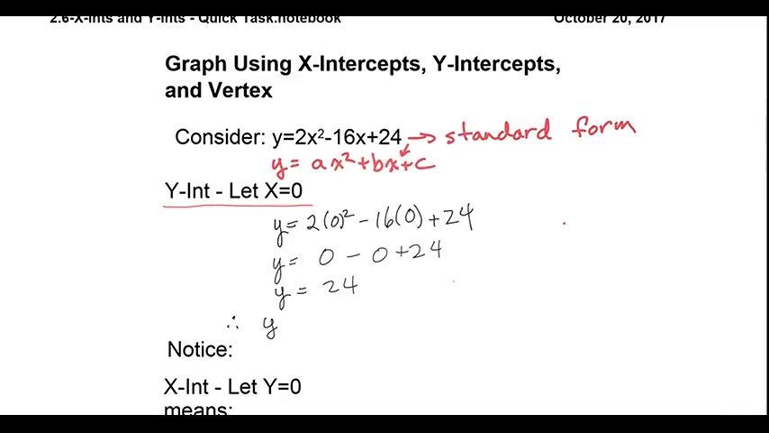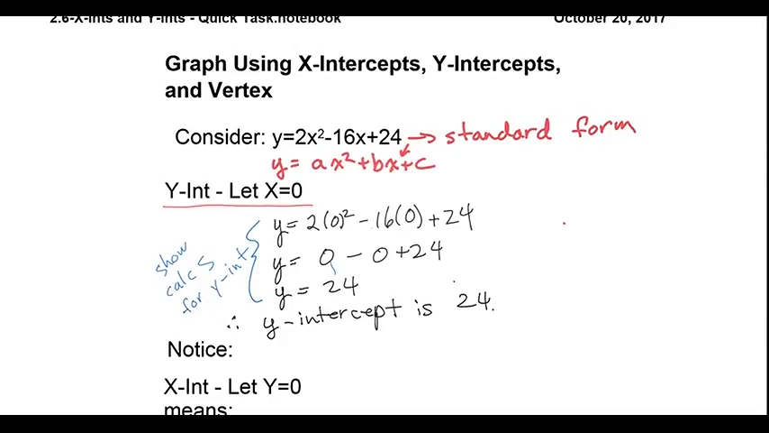And then we say therefore the y-intercept is 24. Now, every time I ask you to do the work, you need to show the work using this form that I have given you. Sometimes I'll ask you to show the calculations for the y-intercept. Another way to do it, if you're running out of time, is to just look for the last number in our equation, and this value is the y-intercept. And it will always be the y-intercept.